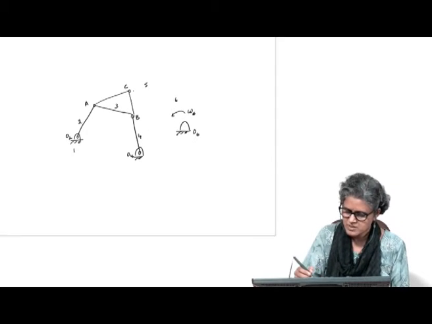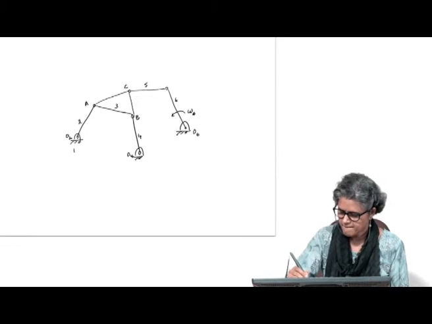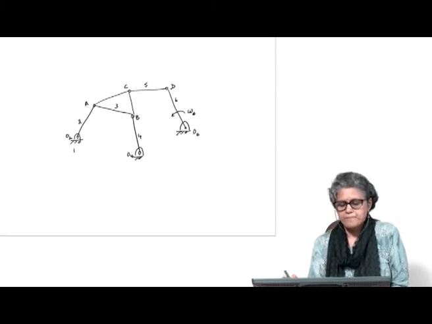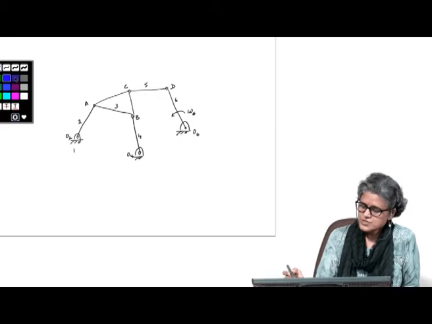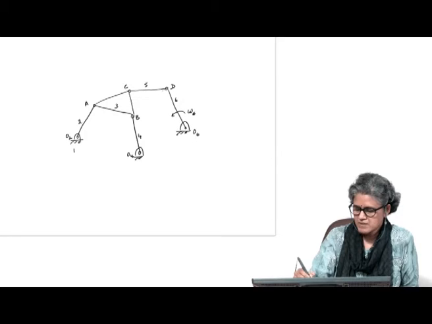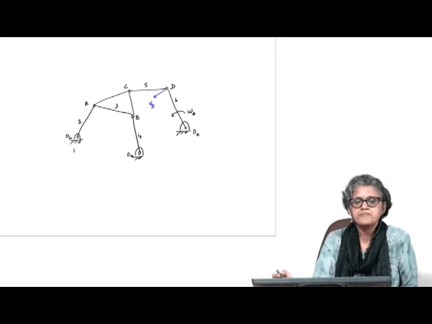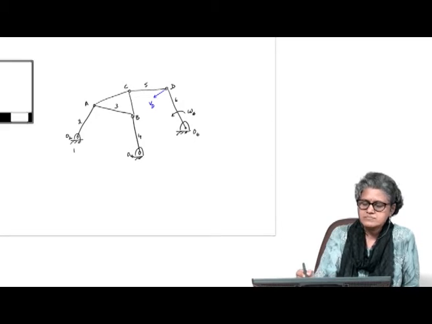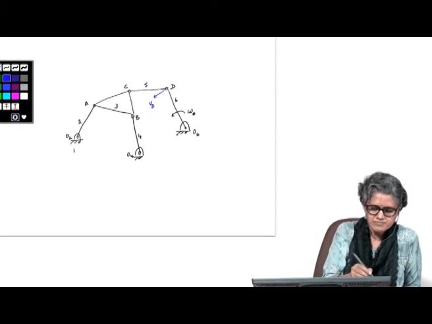Let me not draw all these in a straight line like this, just to differentiate. So let's say this is my velocity of D. Now I have to pick my auxiliary lines, right? I can pick one through D and C.